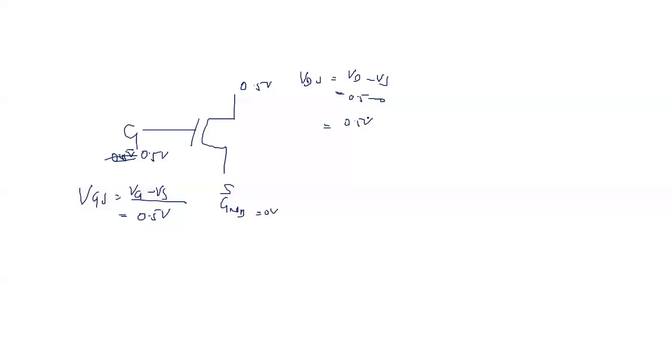Ground means 0 volt. If I give 0.5 volt over here, VGS is VG minus VS, so VGS automatically becomes 0.5 volts. I hope it is clear. Now VDS is VD minus VS. Because VS is on ground, you have 0.5 minus 0, so it becomes 0.5 volt.